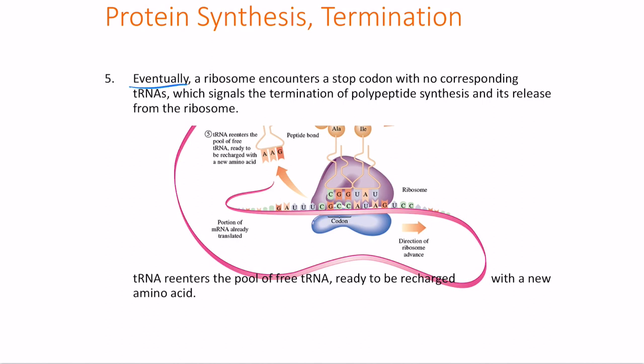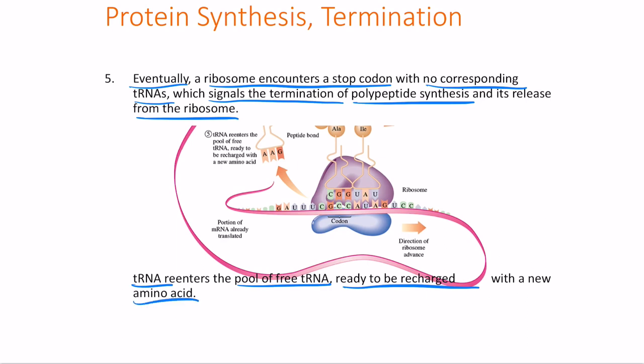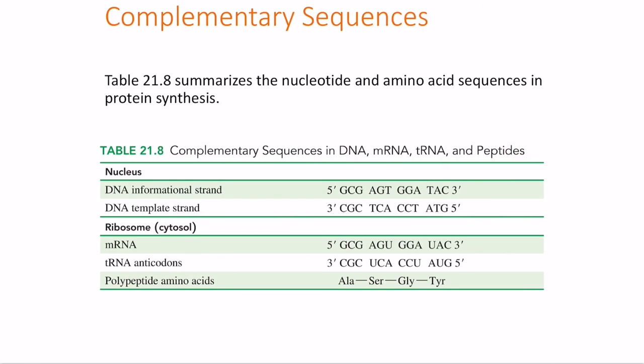Eventually, the ribosome encounters the stop codon, where there are no corresponding tRNAs, which signals the termination of the polypeptide synthesis, and the polypeptide releases from the ribosome. Then the tRNA re-enters the pool of free tRNA, ready to be recharged with a new amino acid. So this is the idea of translation inside the nucleic acid.